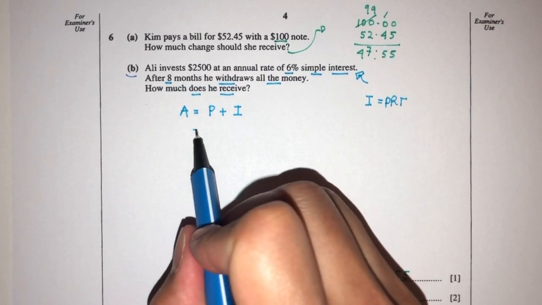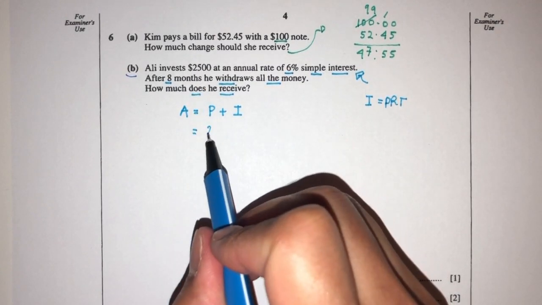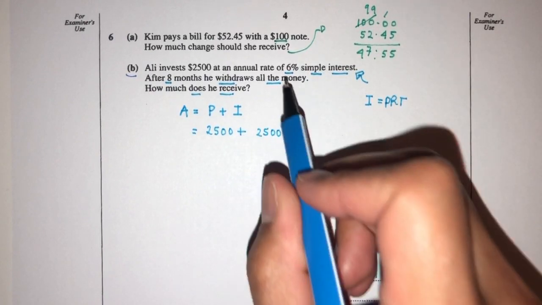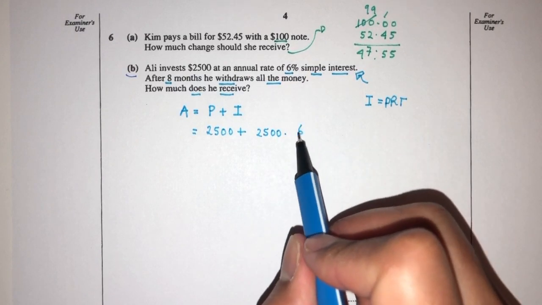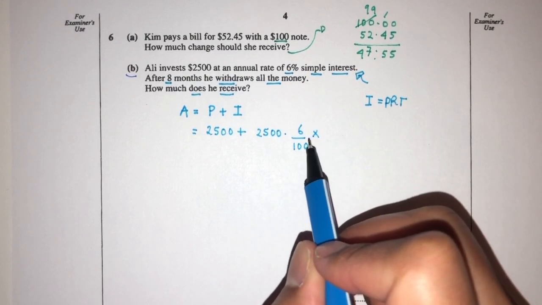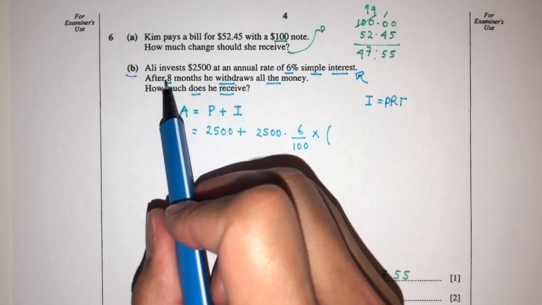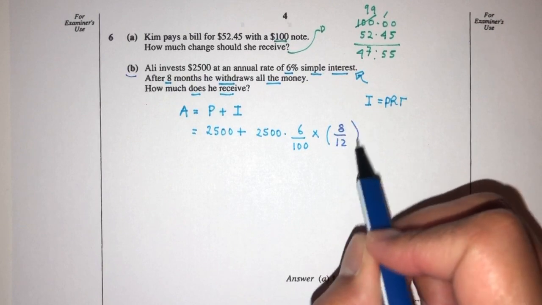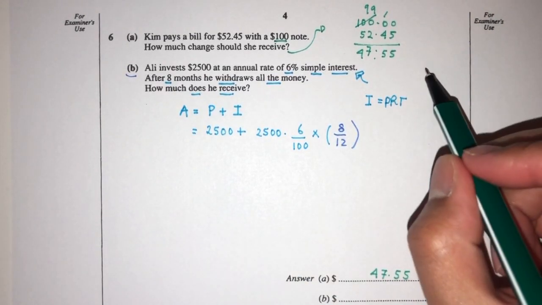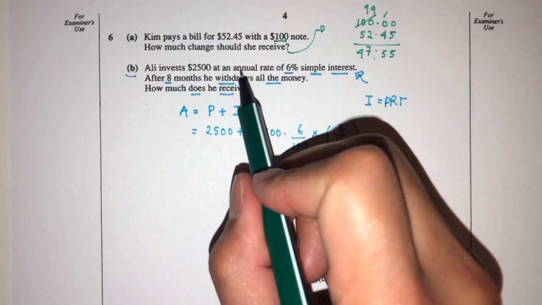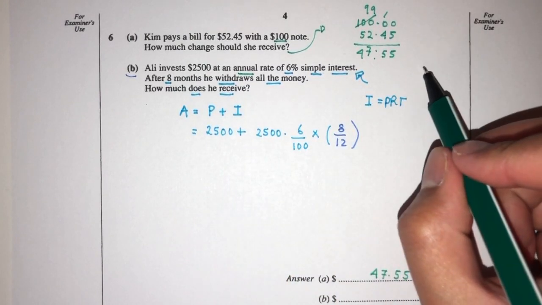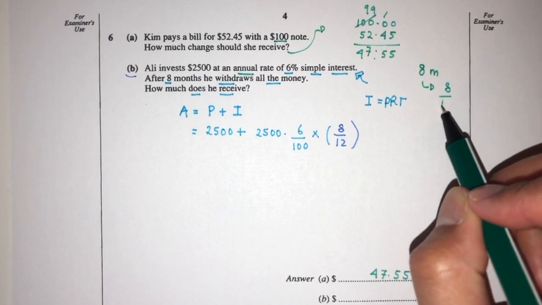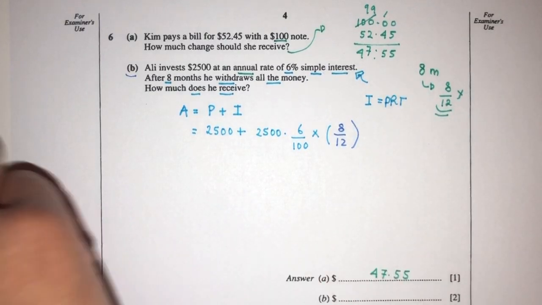Right, so replace. The principal was this one. This is the investment. So 2,500 plus P, 2,500. And the rate was 6%, so 6 over 100. Times the time. The time is supposed to be in years. But now since we have 8 months, 8 converted to years will be 8 divided by 12. I hope that makes sense, because we say the time is supposed to be in years because it is an annual rate, right? Now because it is 8 months, how do you represent 8 months in terms of years? You have to divide by 12 to make it become a year. So that's why we do this.